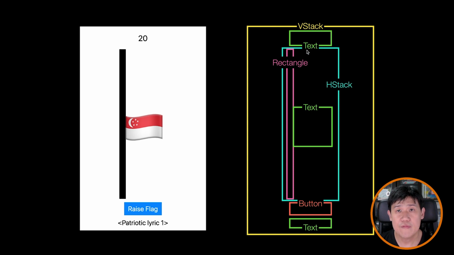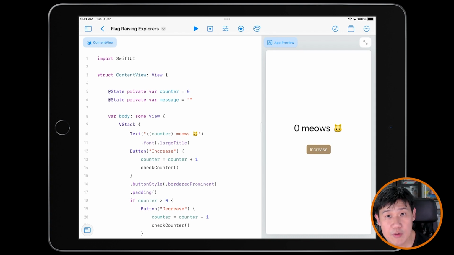And this is how it's laid out. There's a V stack followed by a text. And there's a rectangle, a text, and it's all inside an H stack. There's a button over here and a piece of text. If you think you can set this up, go ahead. I'm going to run through it right now in the next slide. Okay, so let's set it up.